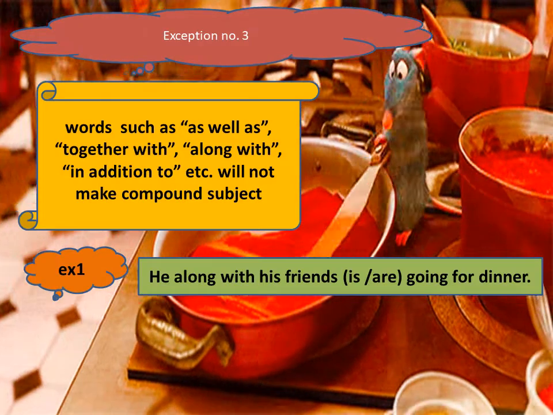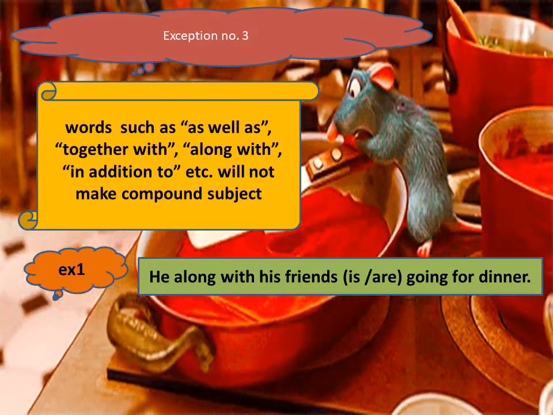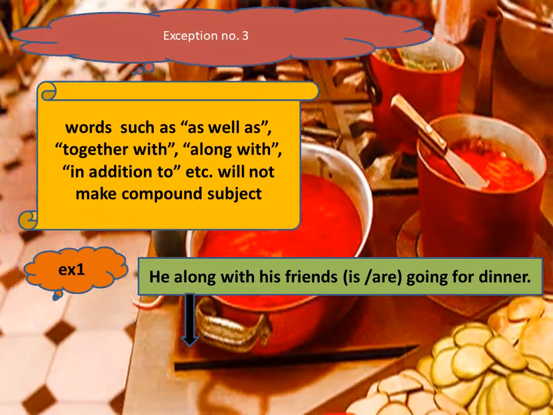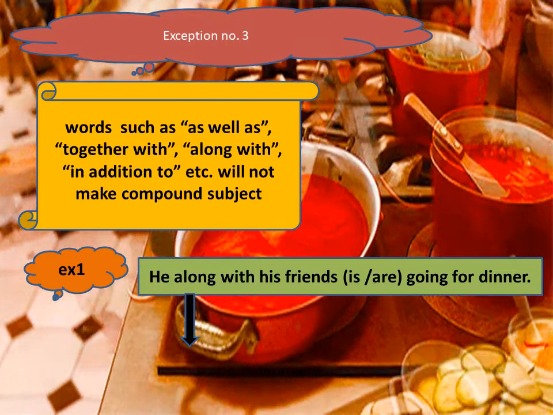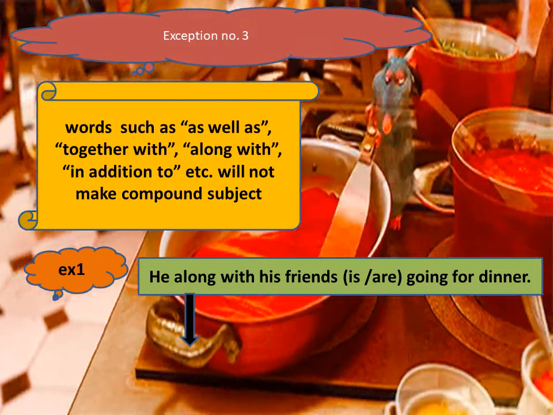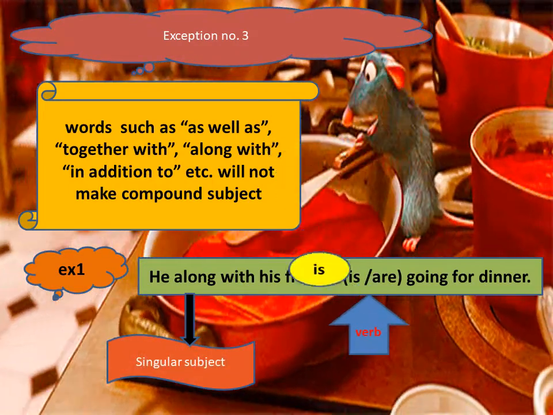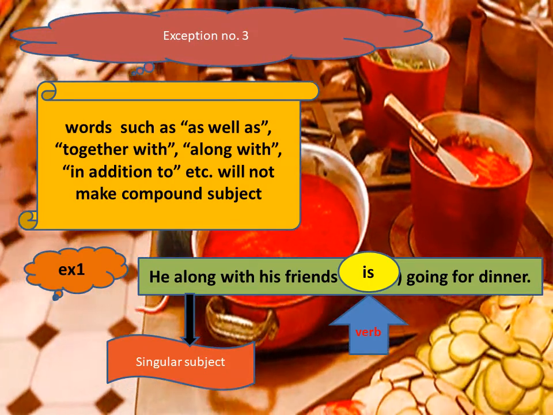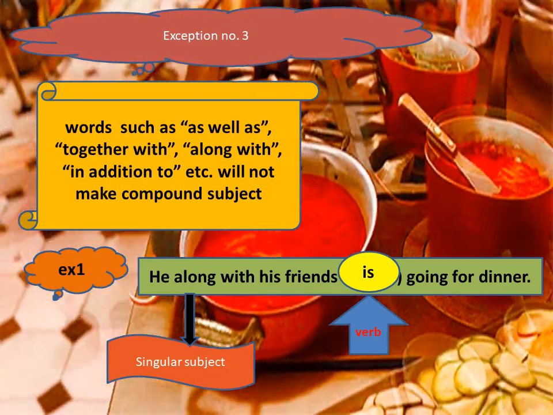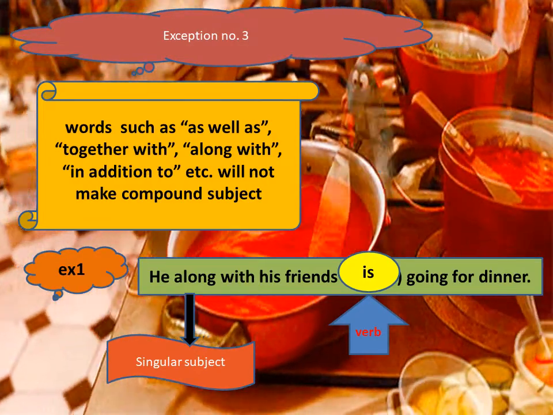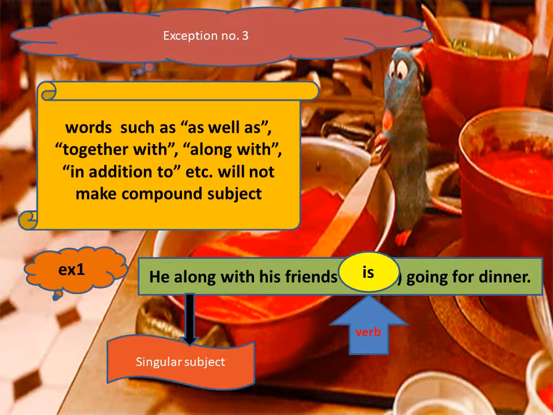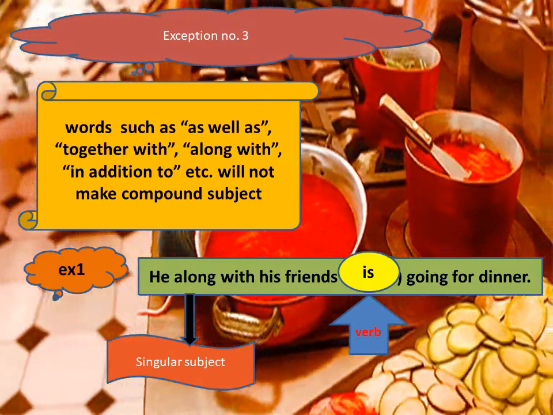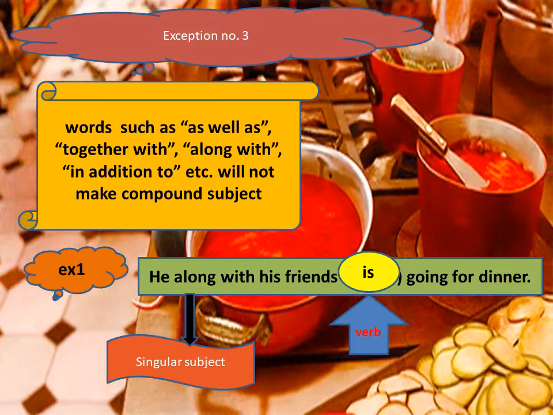Now remember, exception number 3 says whenever along with or in addition to is acting in the subject, it will not be a compound subject. It will always be considered a singular subject. So here, he along with his friends, though it sounds as if it is a plural subject, here they are acting as a singular subject. So the correct verb along with the subject will be a singular verb. It will be is. He along with his friends is going for dinner.